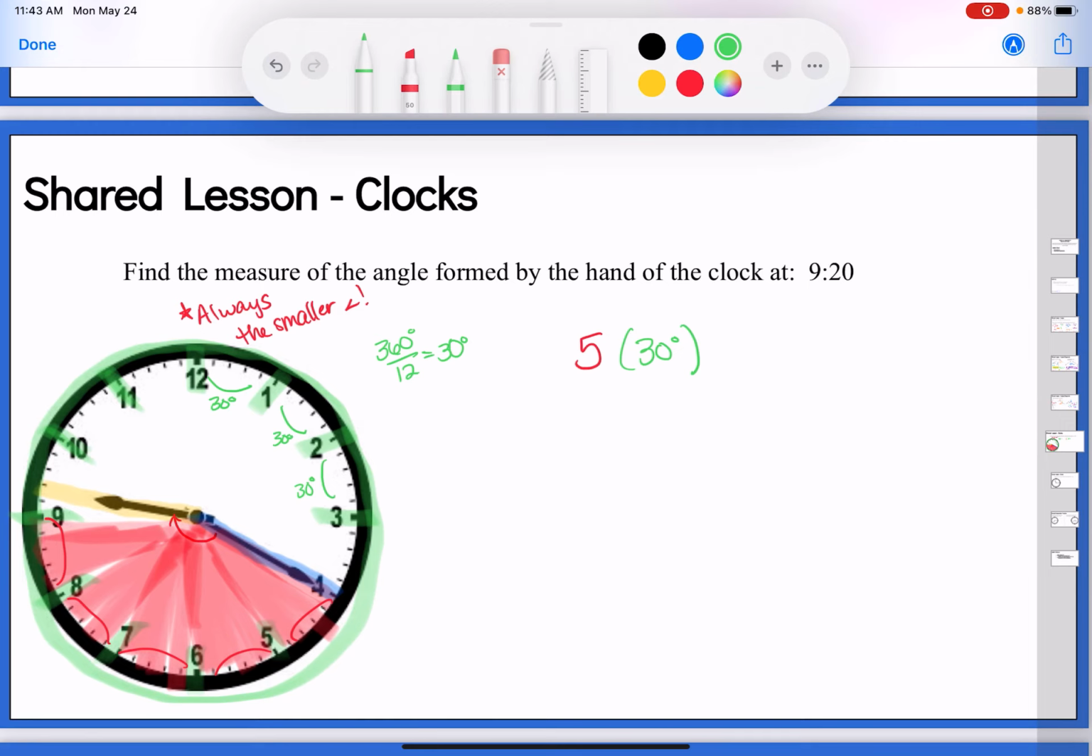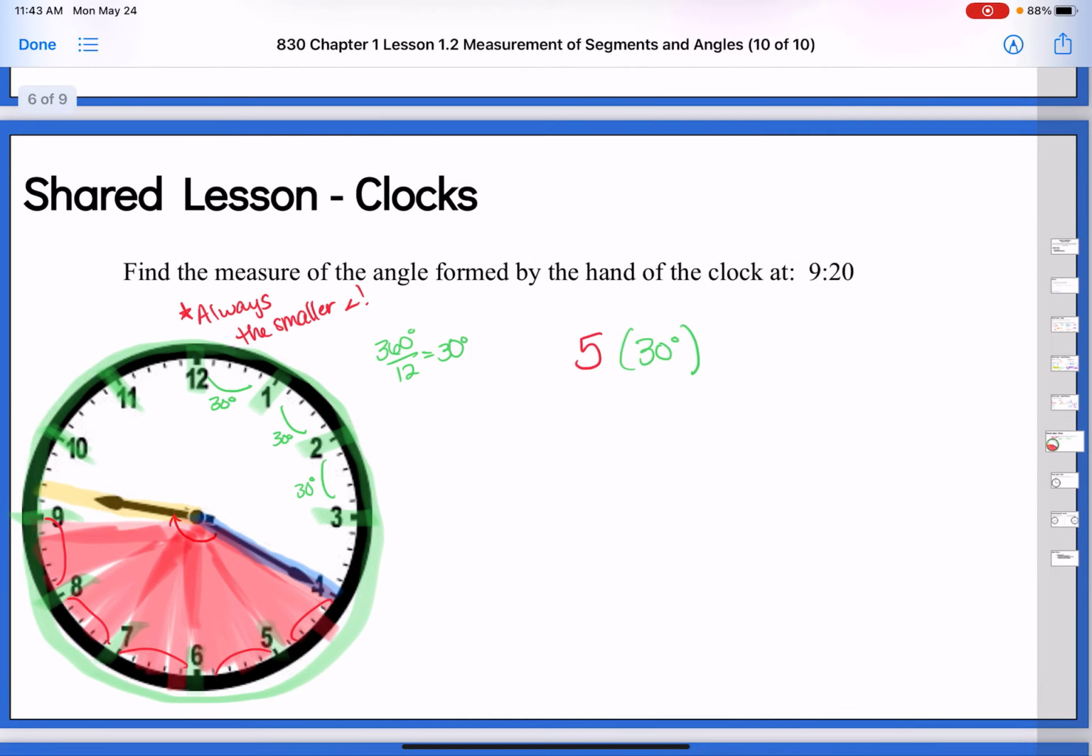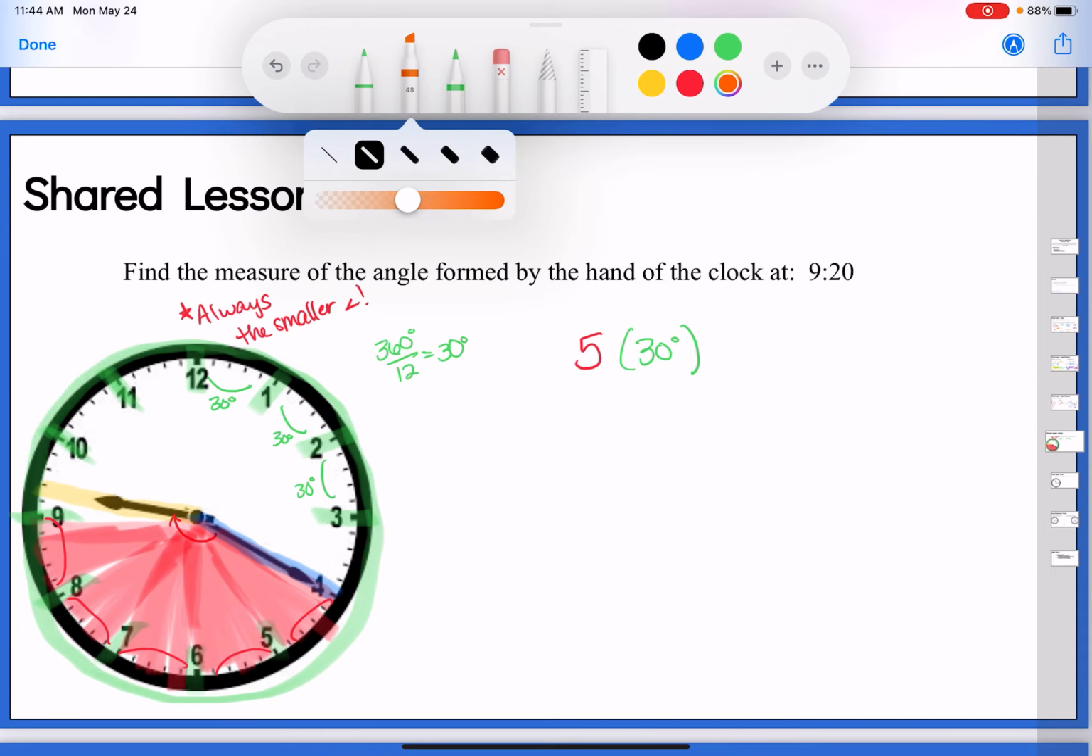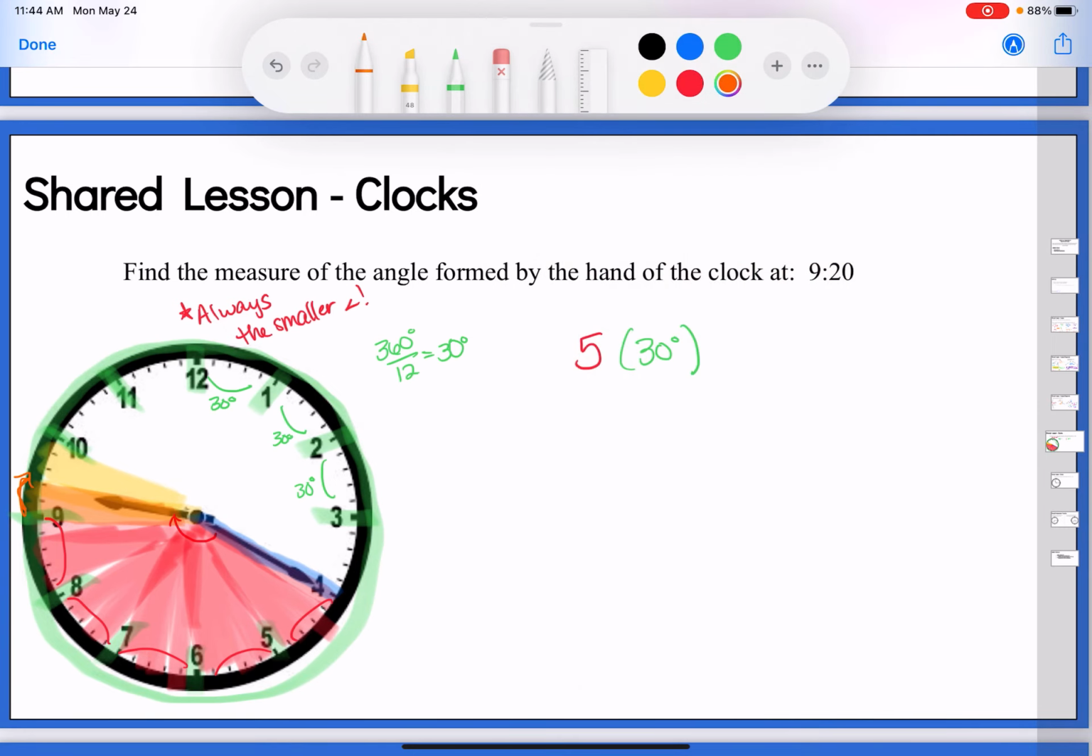But that's not it. Then I also have this little bit, right here, that little nugget that's after the 9 but before the 10. Now, this whole section would be 30 degrees, but I only want this little part of it, just this bit. So I want this part between the 9 and that hour hand.